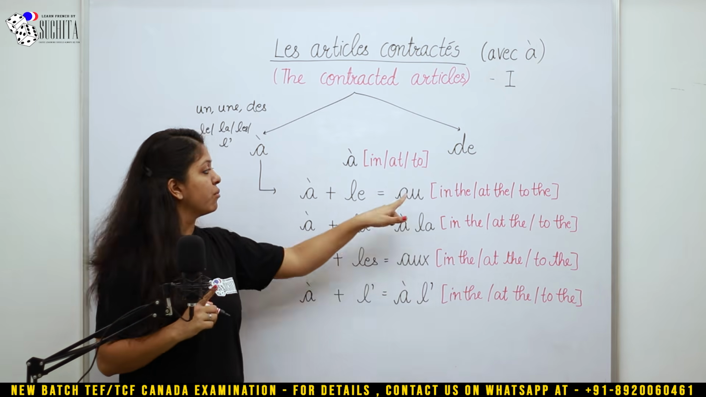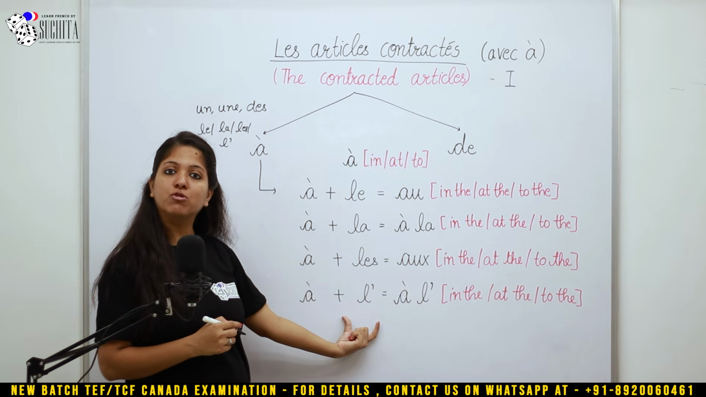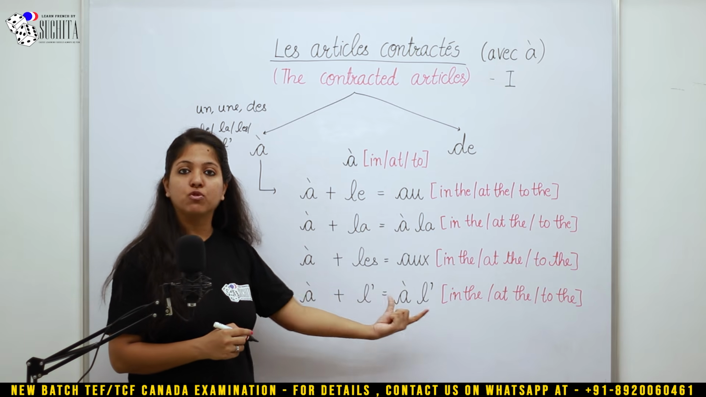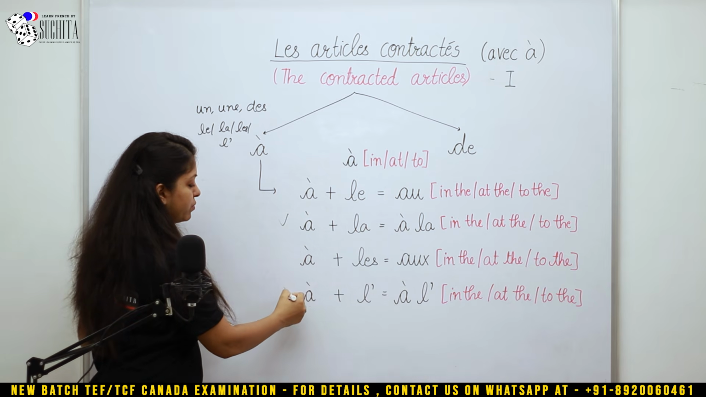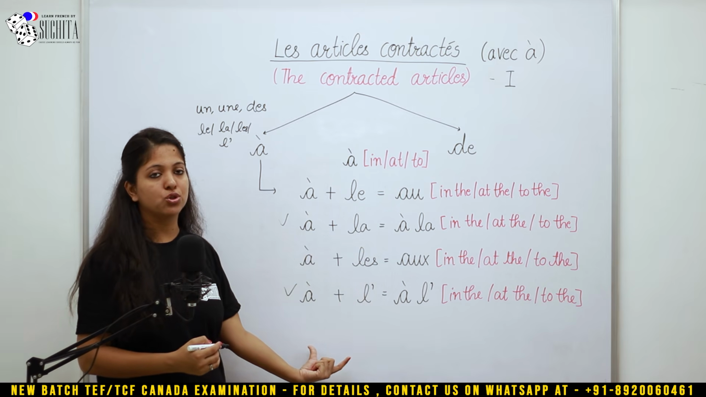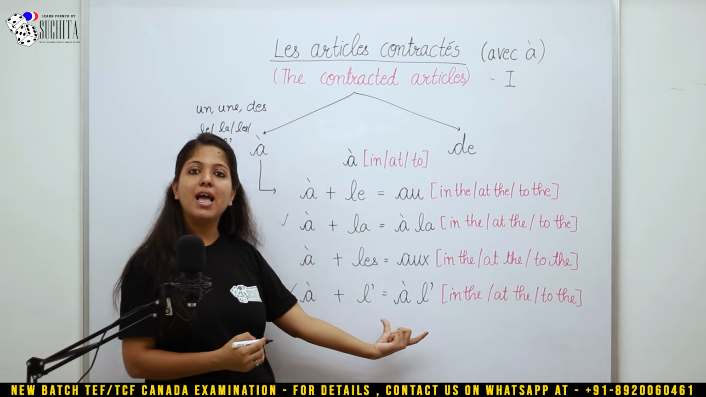The pronunciation is same. O et o. À plus les, aux. À plus l'apostrophe. Again there is no change. So à l'apostrophe. So in the second case and in the fourth case you do not have any change. À plus la c'est à la. À plus l'apostrophe c'est à l'apostrophe.